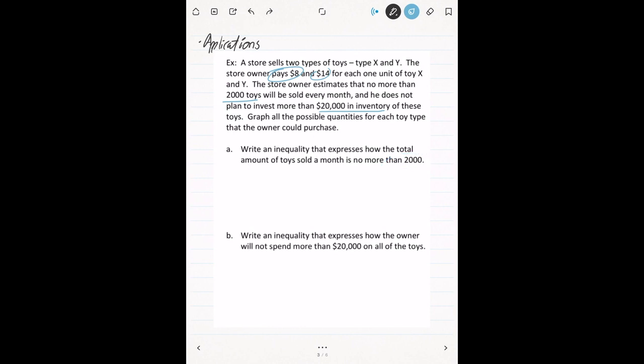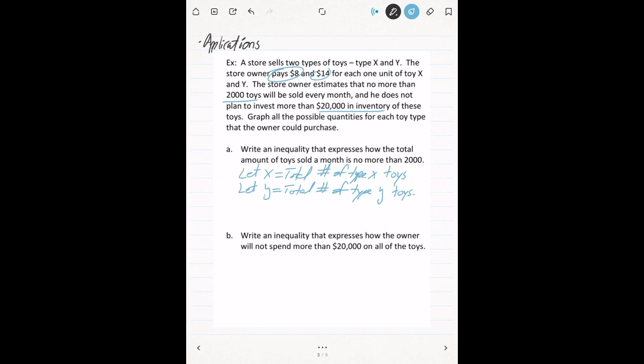How can we write that as an inequality? Well, we can start by saying, let X be the total number of type X toys. So X represents how many of these first type of toys that we have in the store. And let Y represent the total number of type Y toys that we're going to have in the store.